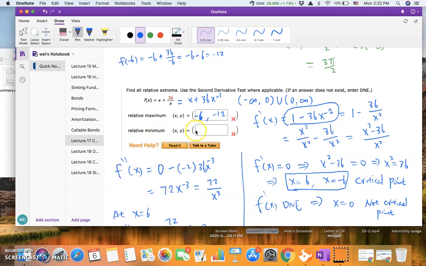And the minimum occurs when x equals 6. And the minimum value is f of 6. So that is 6 plus 36 over 6, which is 12.